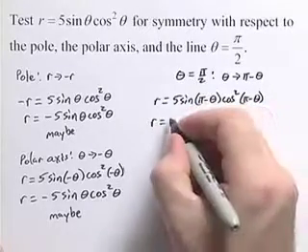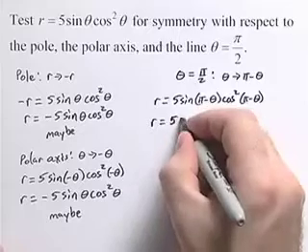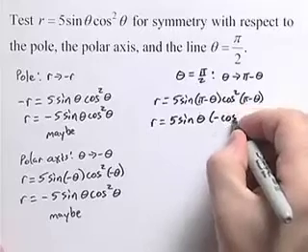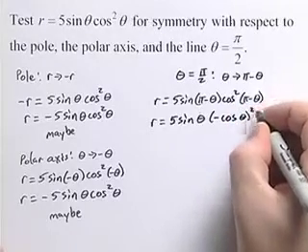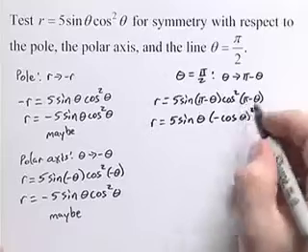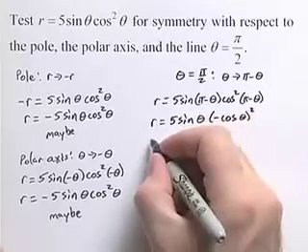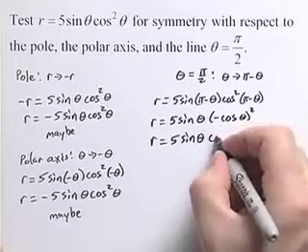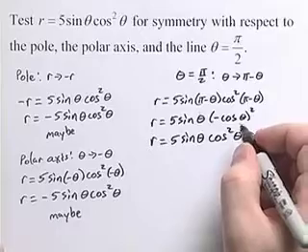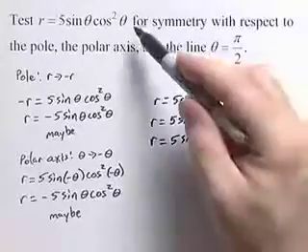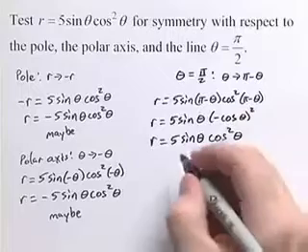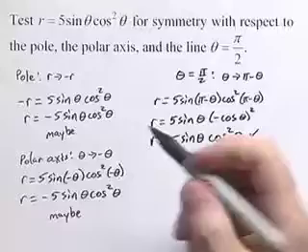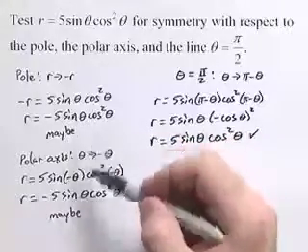This will give us r is equal to 5 times the sine of theta times negative cosine of theta, and we're going to have that quantity squared because cosine of pi minus theta is negative cosine theta. It gives us 5 sine theta times cosine squared theta. This is the same equation that we started with, so we know that there is symmetry with respect to the line theta equals pi over 2. We still only can say that it might be symmetric around these other two.